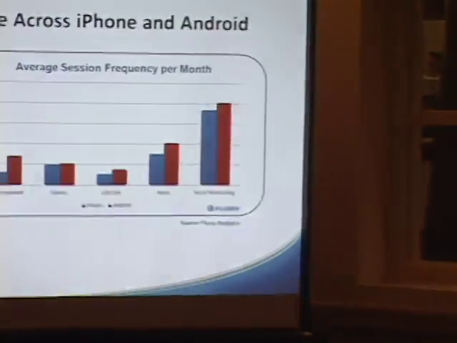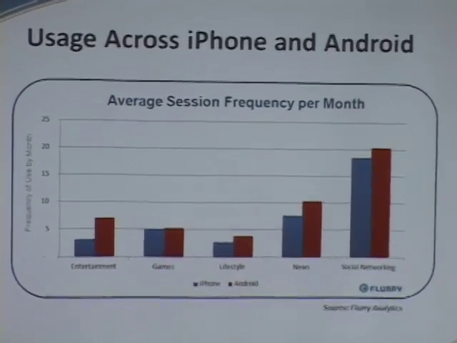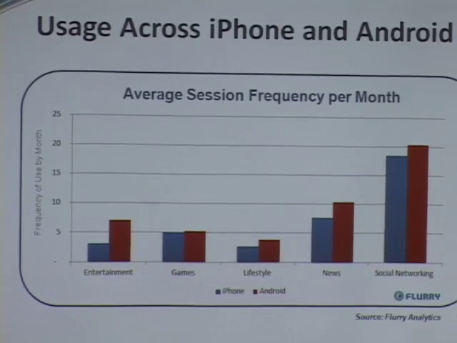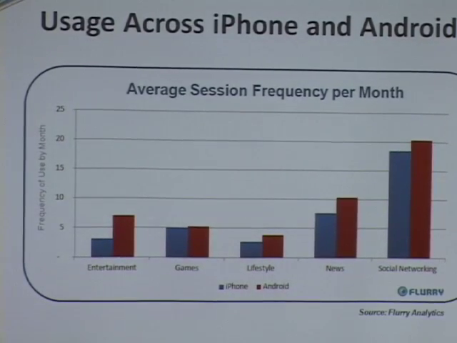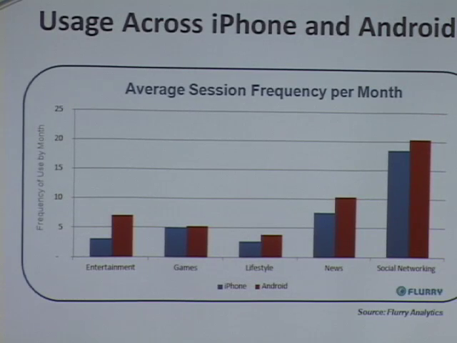So back to talking about usage metrics across the different platforms. Right now you can see on these various categories, the entertainment category is a little bit higher frequency of use on Android. Games are about the same, lifestyle similar, news. Social networking, as far as session frequency, is obviously a lot higher. And while we don't release any individual developer data, we can tell you that Facebook is not working with us, so that would probably skyrocket, to be honest, if that was the case.